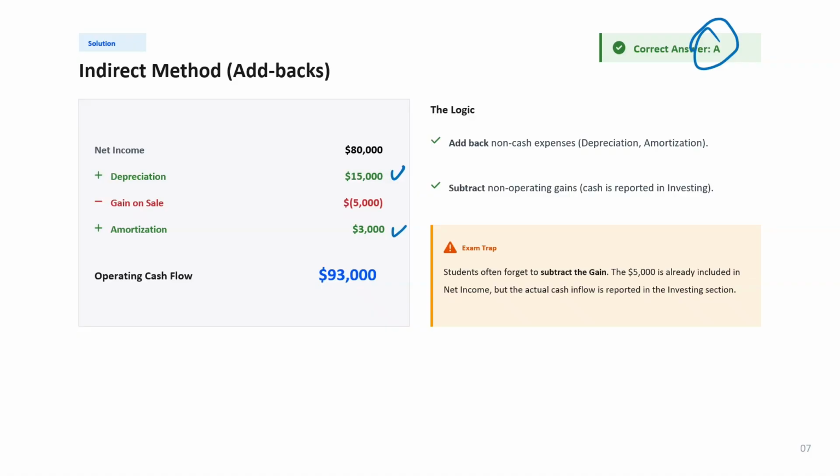But the question was asking us the operating activity, and the issue is it is a part of the investing activity. So in order to isolate the operating cash, we must subtract that gain back out. We are reversing the effect on the net income, so we are subtracting $5,000. Let's look at it here: $80,000 plus $18,000 minus $5,000. The correct answer is $93,000. Always remember, reverse the sign for gains and losses on asset sales when using the indirect method.